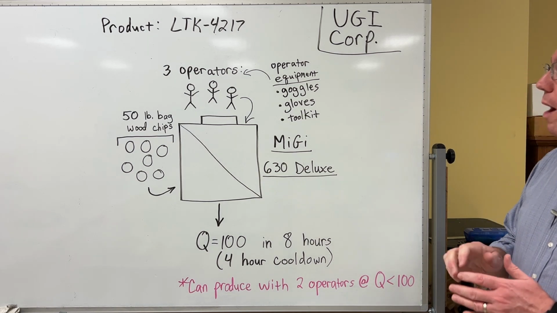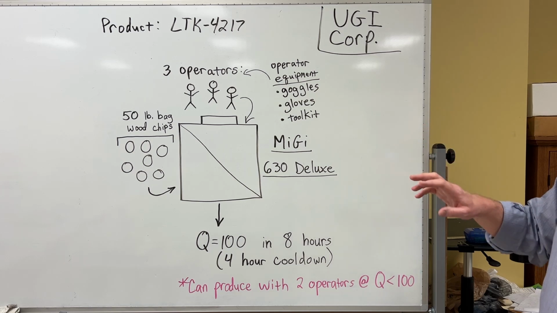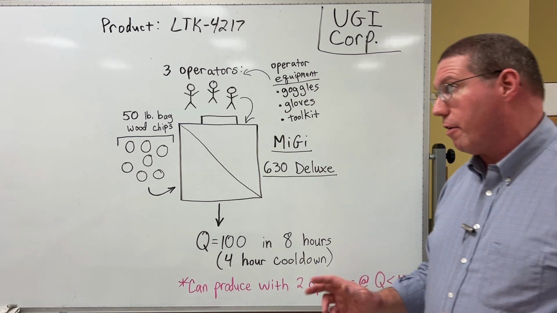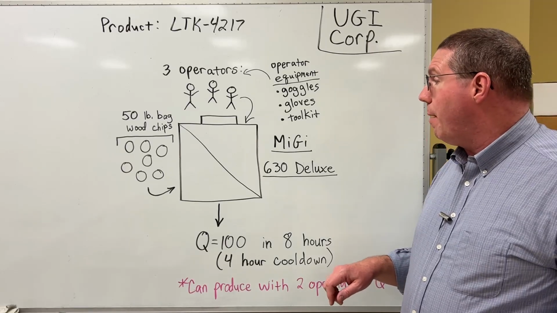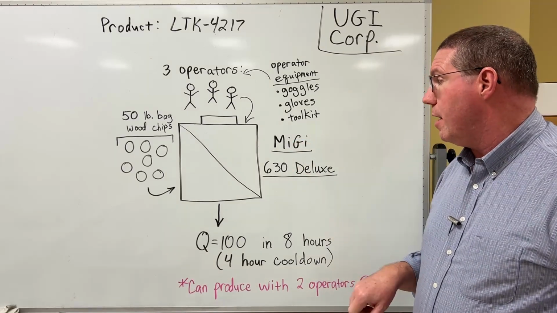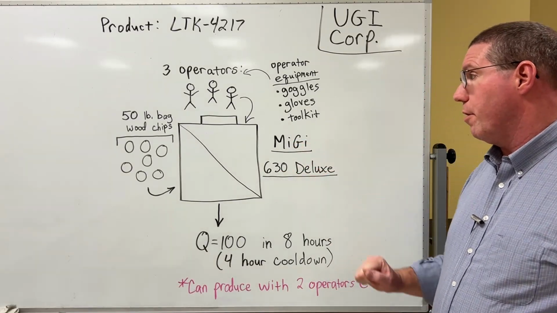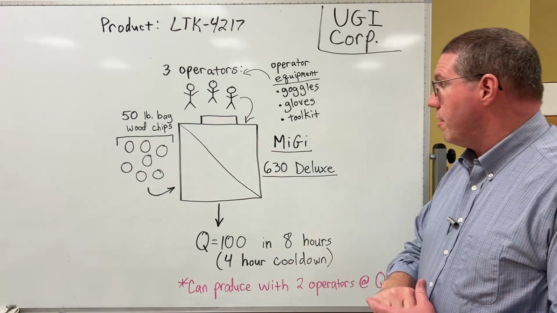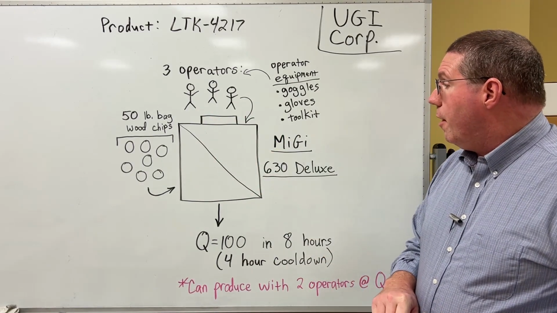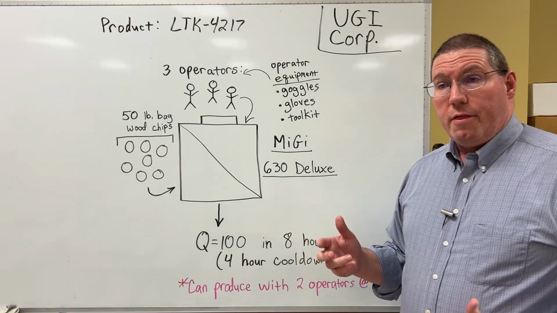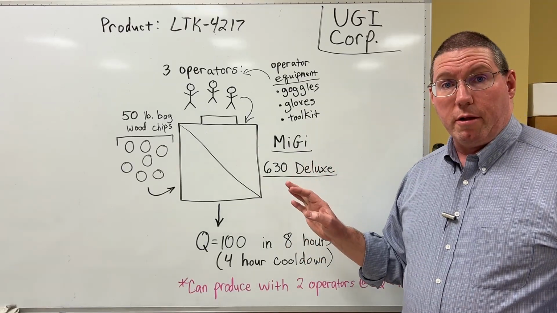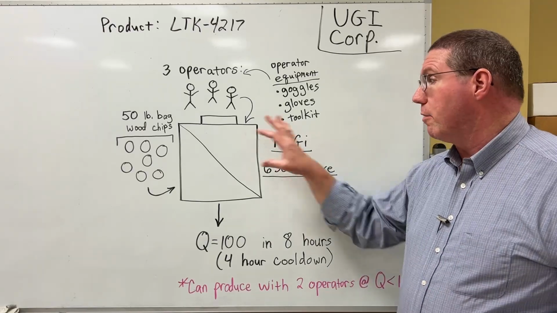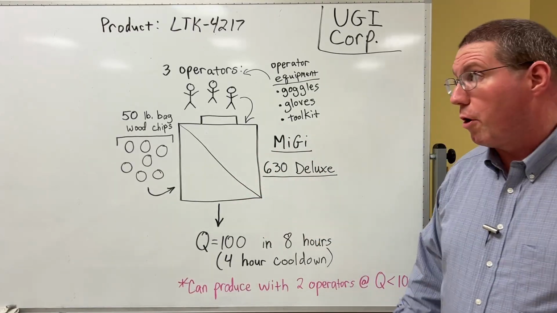And so the way that UGI Corp produces this product is with a very large, very expensive machine made by what's called the Miggy company, and it's called the Miggy 630 Deluxe. Now, here are some interesting things about the Miggy 630 Deluxe. There's an operator's manual that goes along with it, and it tells you a lot of very important things about the machine and how to use it for production.